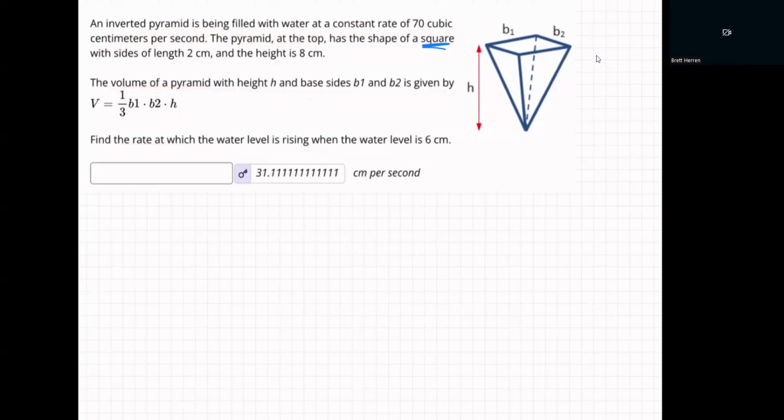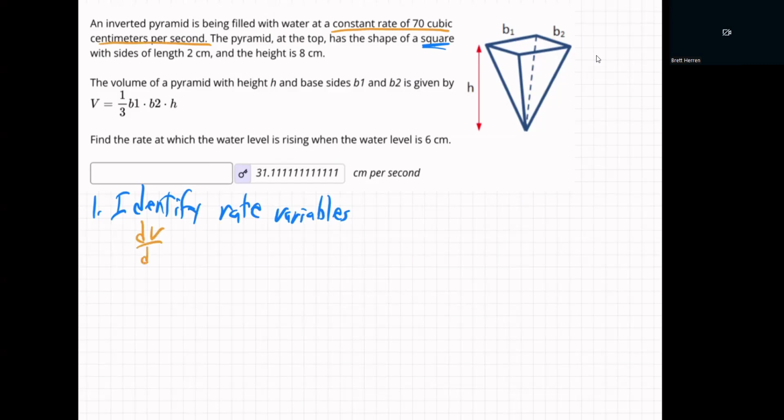Okay, so basically they're pumping water into this thing and the water level is filling up. So what are the steps we have to go through? Step number one, you have to identify the rate variables. That really is a very important step. Like, what rates do they actually speak of? Well, it says right here, constant rate, 70 cubic centimeters per second.